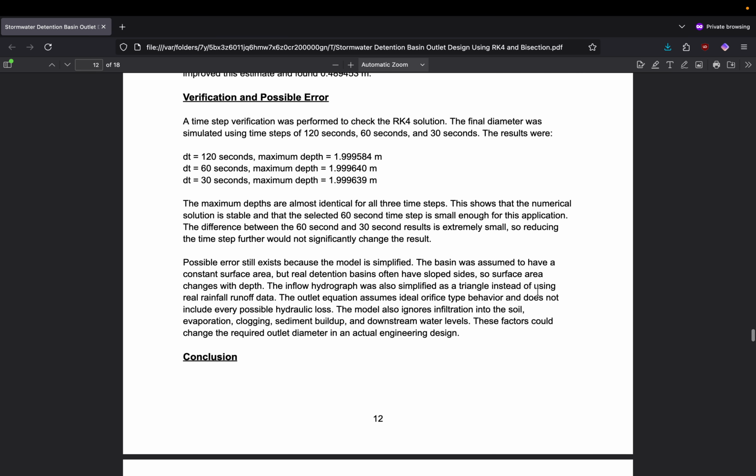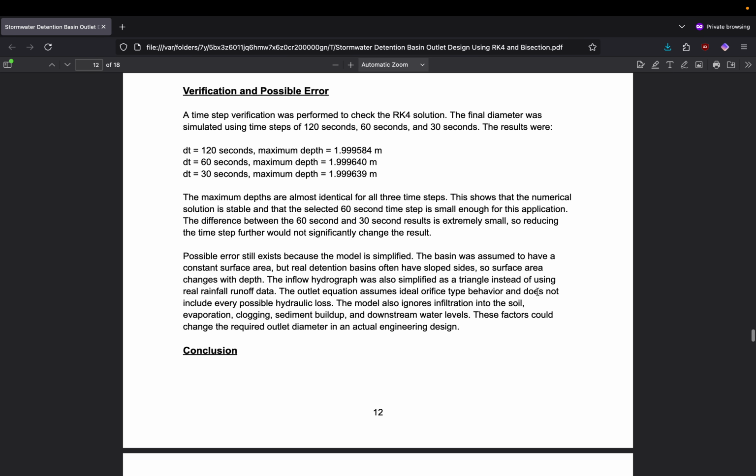There are still possible sources of error. Because the model is simplified, the basin surface area was assumed constant, but real basins often have sloped sides and changing surface area. The storm inflow was simplified as a triangular hydrograph instead of using real rainfall runoff data. The outlet equation also does not include every possible hydraulic effect, such as infiltration, evaporation, clogging, sediment buildup, tailwater effects, or additional pipe losses.